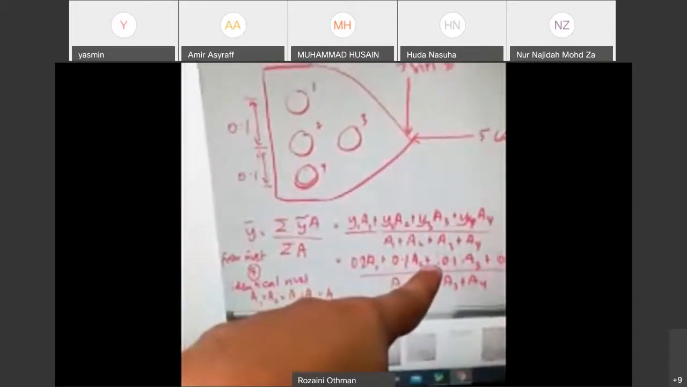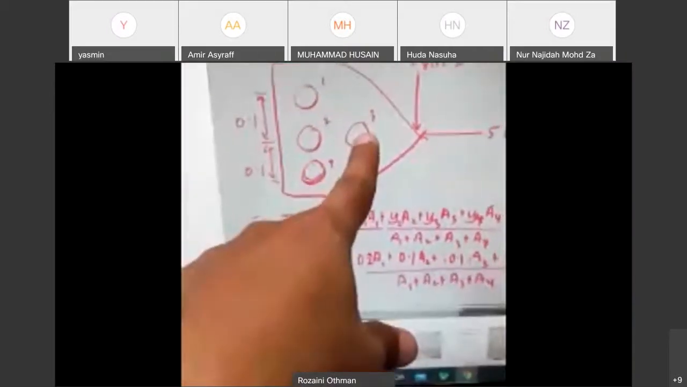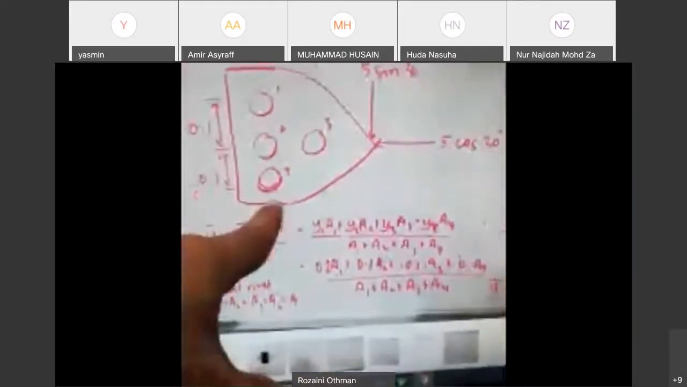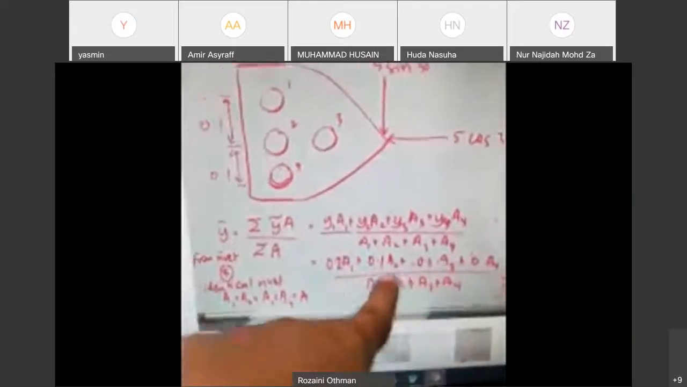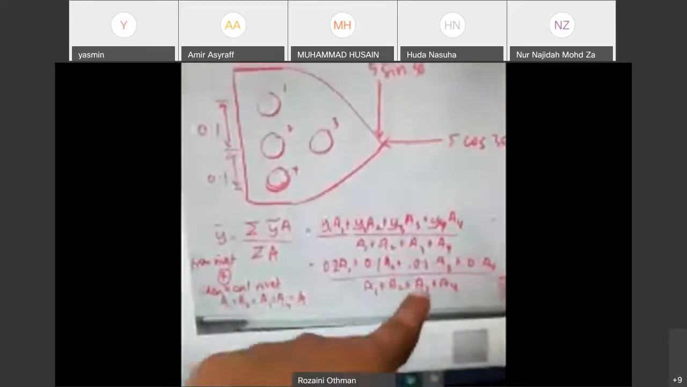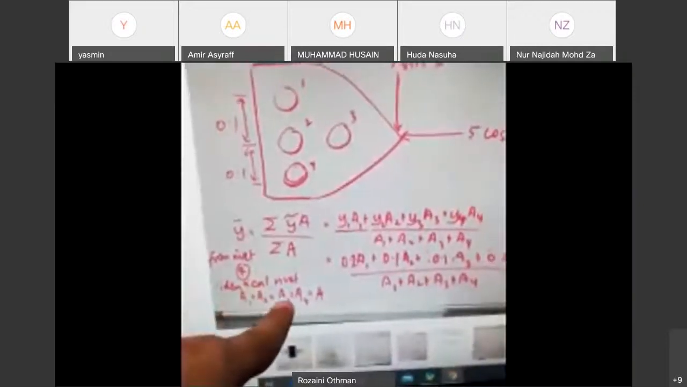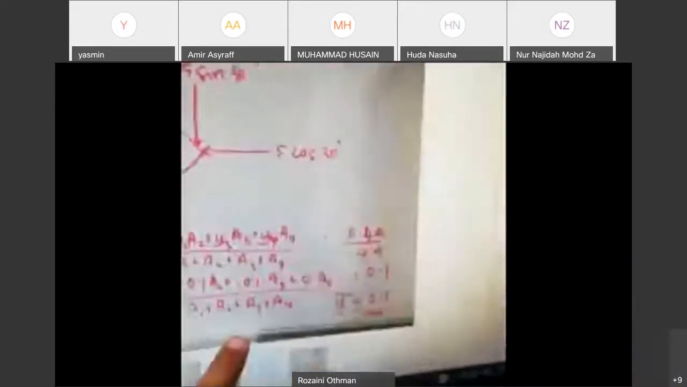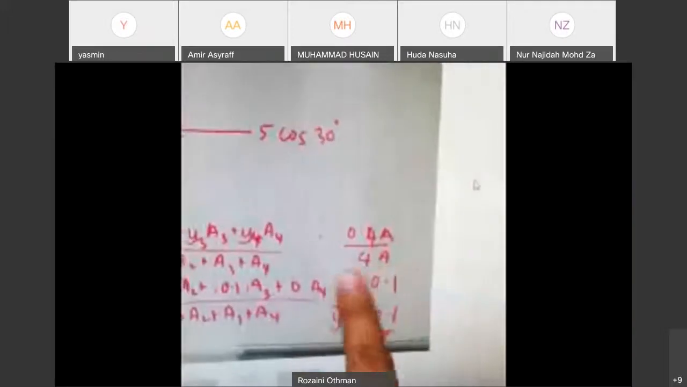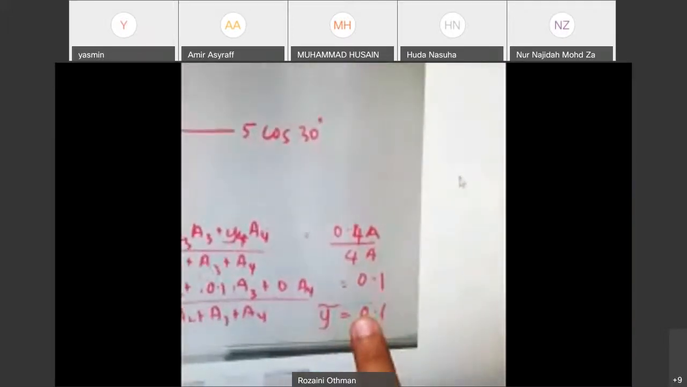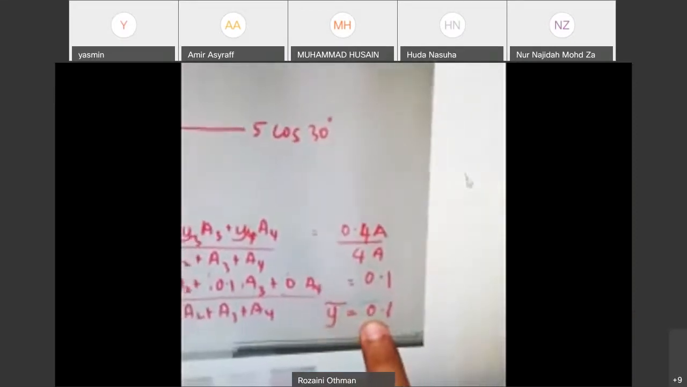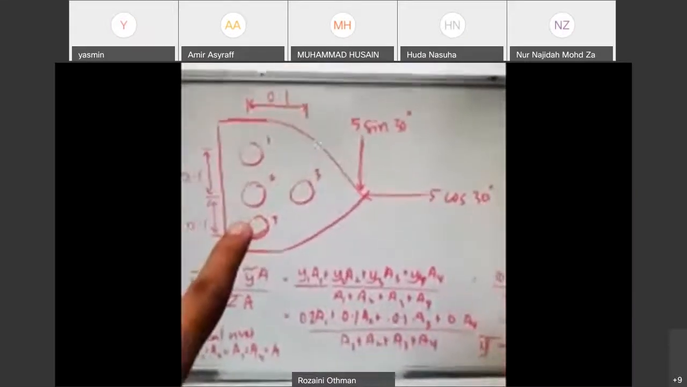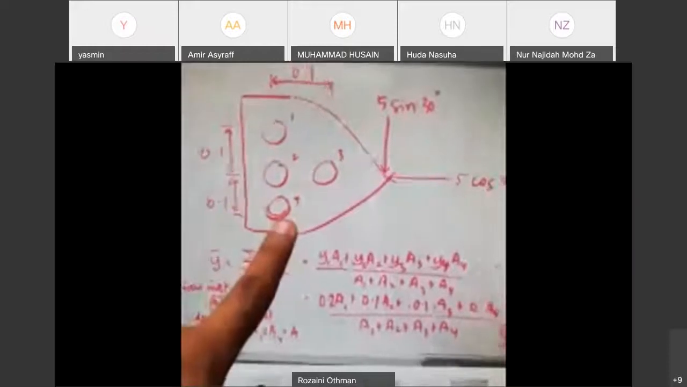So 0.1 A2 plus again for rivet number 3 is also 0.1 times A3 plus 0, because rivet number 4 is a reference, so 0, divided by A1 plus A2 plus A3 plus A4. Again, it's an identical rivet, so the area of each rivet is similar. So we take as A, and then what we get is 0.4 A divided by 4A, and then we will get 0.1. So Y bar is 0.1 meter. So meaning that the position of centroid in Y is 0.1 from rivet number 4.